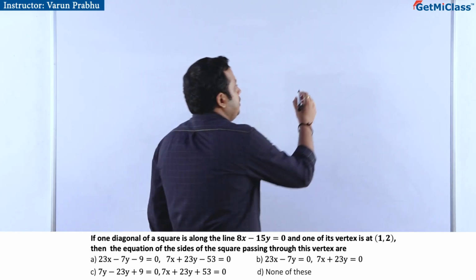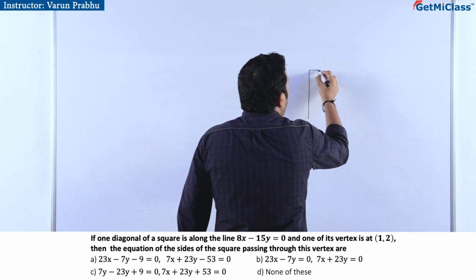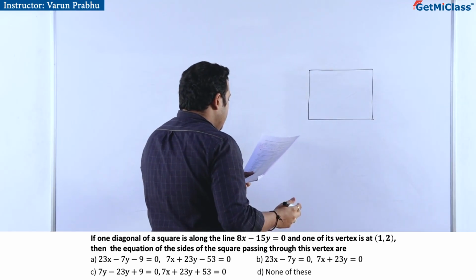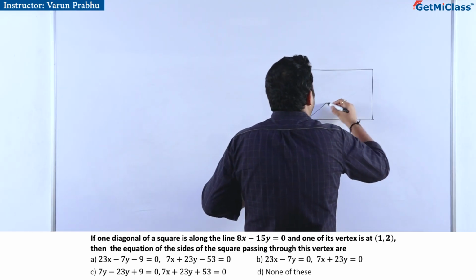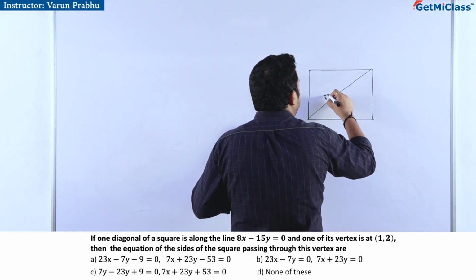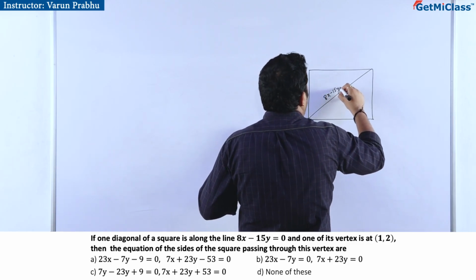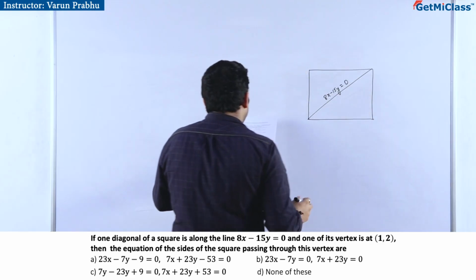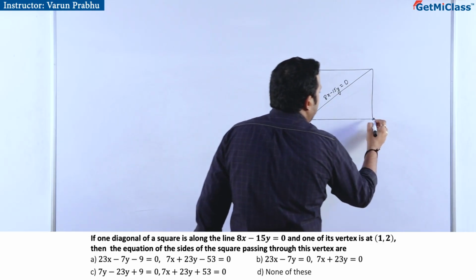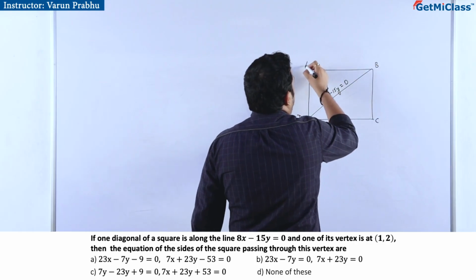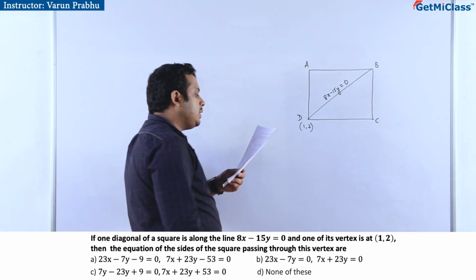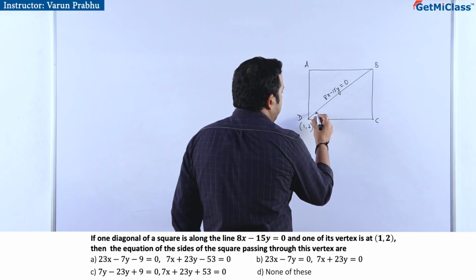If you look at this question, if the diagonal of a square is along 8x minus 15y equal to 0, and one of its vertices is at the point (1, 2). Let me call the square ABCD, like this. And then we need the equation of the side of the square passing through this vertex.